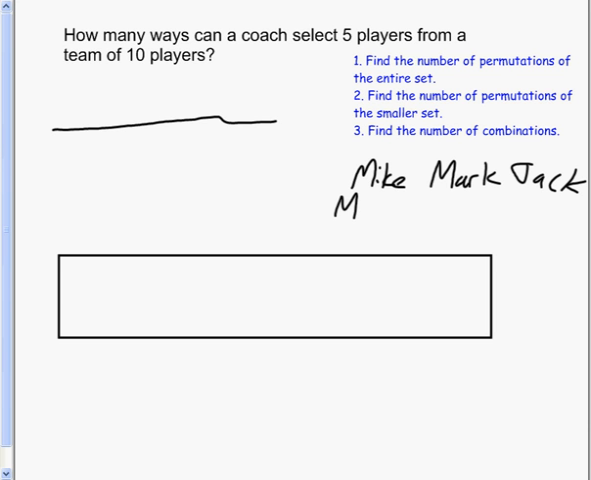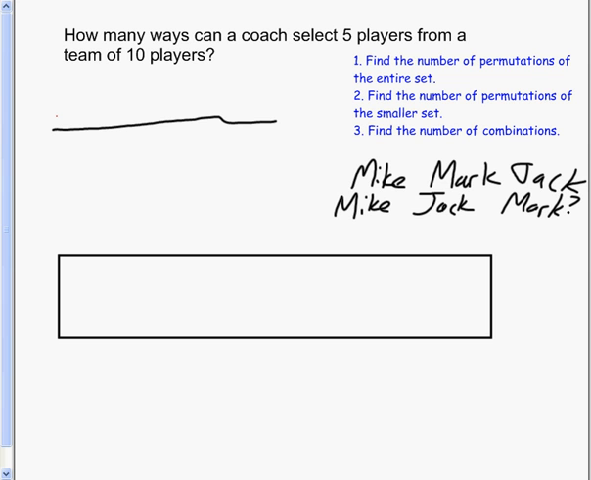Is that going to be a different group if we pick Mike, Jack, then Mark? Is that going to be the same group, right? Yes, they're the same group. Order's not going to matter in how these groupings are made. Since position doesn't matter and order doesn't matter, that's why we have to divide by the number of ways we can arrange the group.